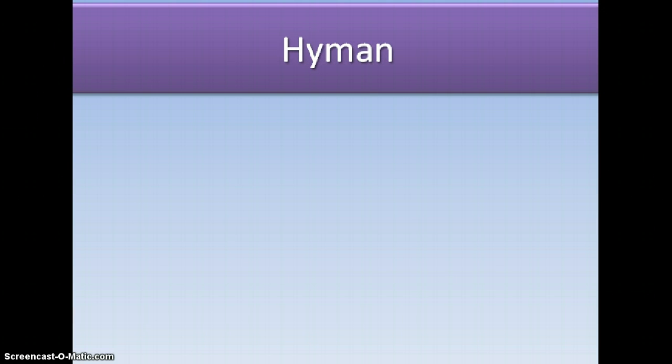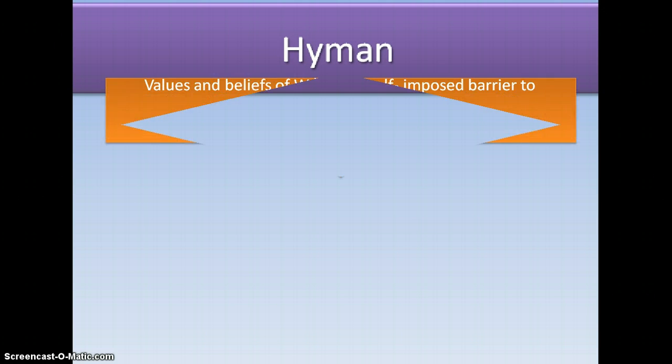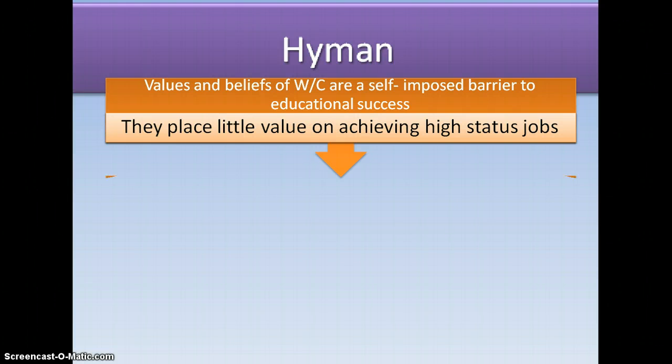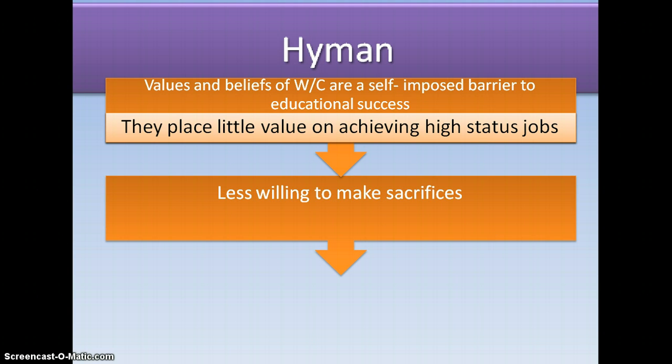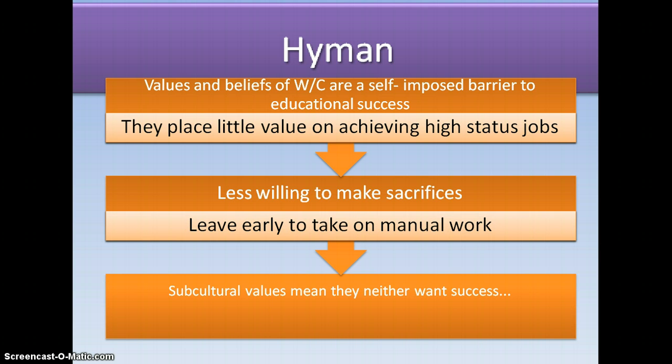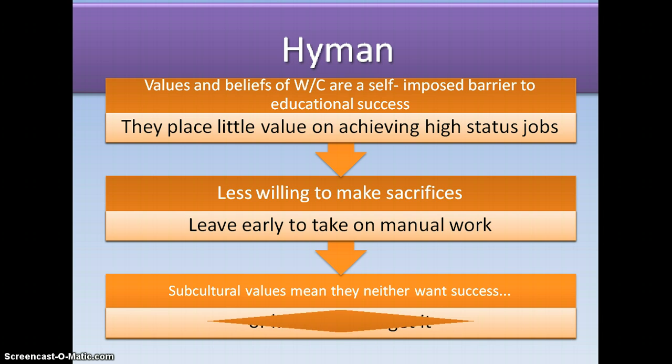Hyman we've come across before when we've looked at Hyman and Sugarman and immediate gratification. So Hyman argues that the values and beliefs of working class are a self-imposed barrier to educational success. By that, Hyman means that the values and beliefs of the working class stop the working class from being successful, and it's the working class's fault. They place little value on achieving high status jobs, and they are less willing to make sacrifices, and as a result they leave early to take on manual work. The subcultural values mean that they neither want success nor do they actually know how to get it.